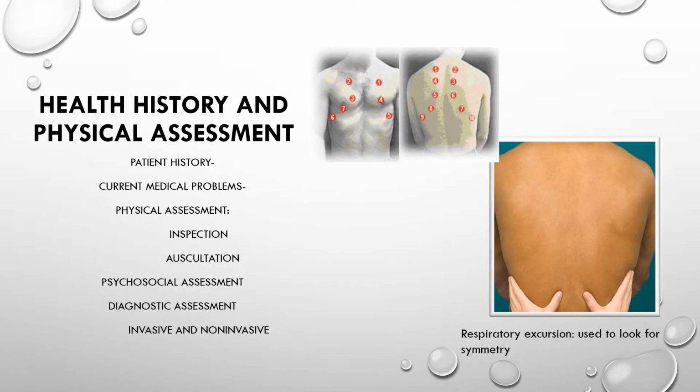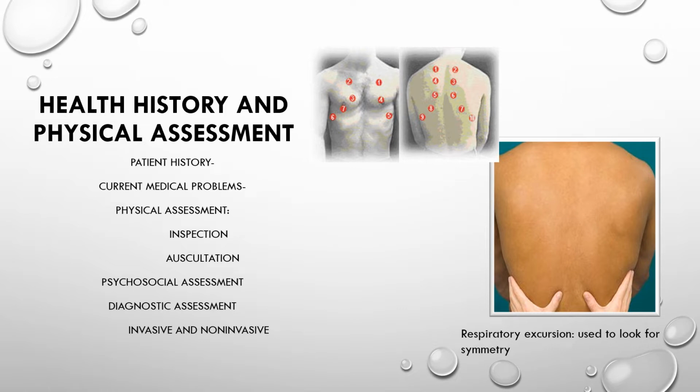Whenever caring for a client with an acute respiratory disorder, it is extremely important to do both a complete health history and physical assessment. When taking a patient history, we would want to ask questions such as, where have you been? Who have you been in contact with? How long have the symptoms been occurring? As far as current medical problems, this is where we would want to find out if they have any asthma, a history of COPD, what their occupation may be, do they have any allergies, are they a current smoker, or did they smoke in the past?